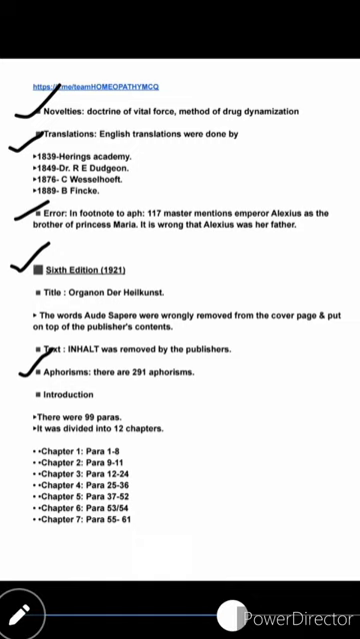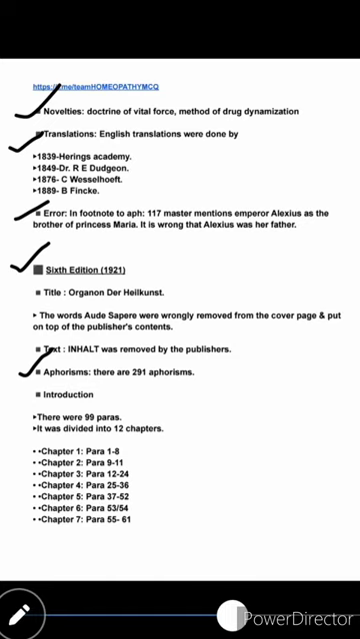The first edition consists of 59 aphorisms. The first edition was published from Torgau. The second edition was in 1819 from Leipzig. In the second edition, the title was Organon of Medicine and the motto was Aude Sapere, which is revised. The second has 318 aphorisms.